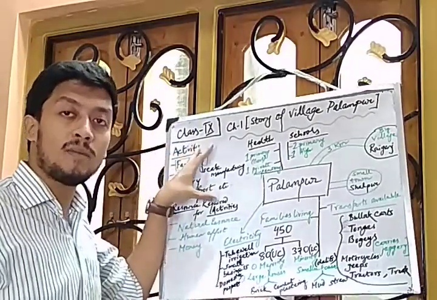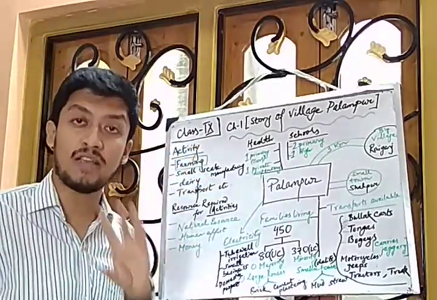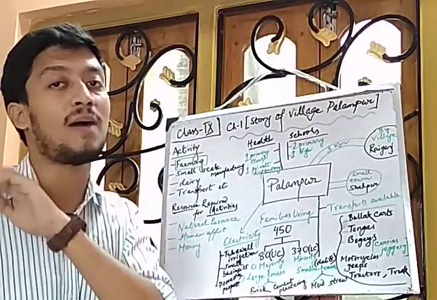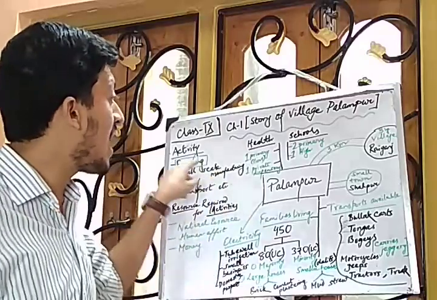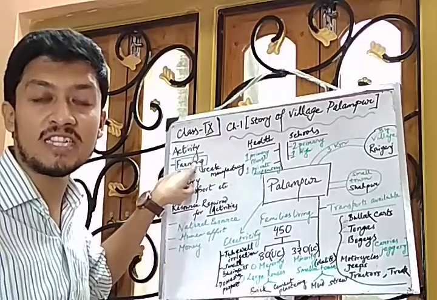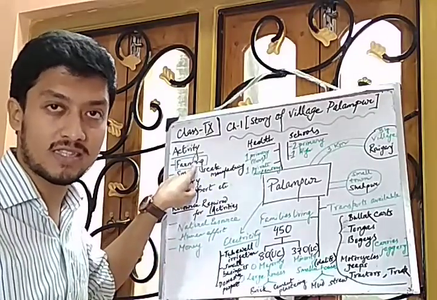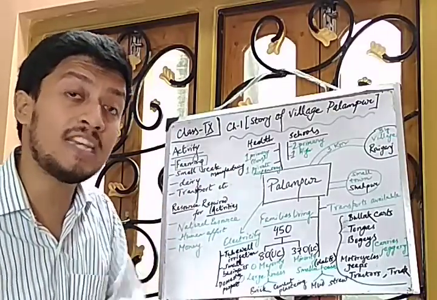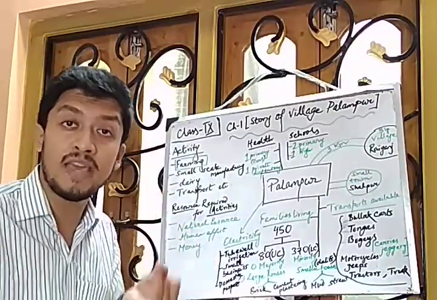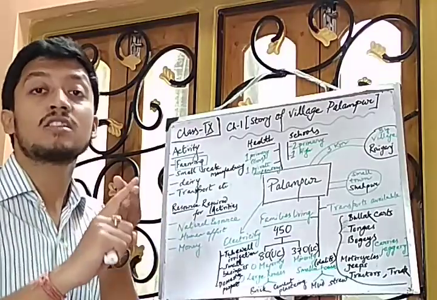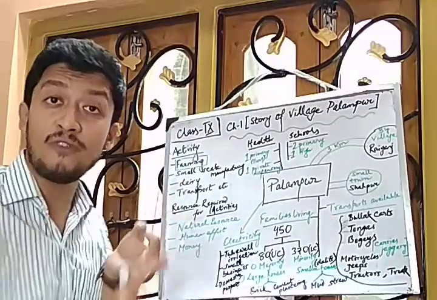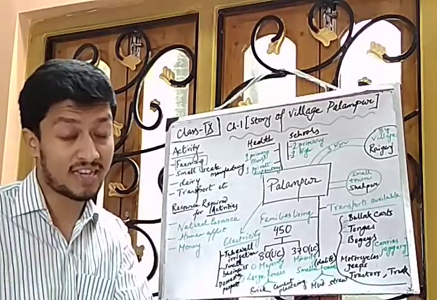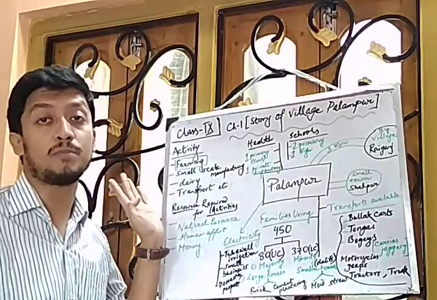After completing the economic activities, the question might come: what is the major economic activity in Palampur? What will be the answer? Farming is the major economic activity of the people in Palampur. And what are the economic activities undertaken by the people? You will write these four: one is farming, another is small scale manufacturing, the third is dairy farming, as well as transportation. These four economic activities are undertaken by the people in Palampur.